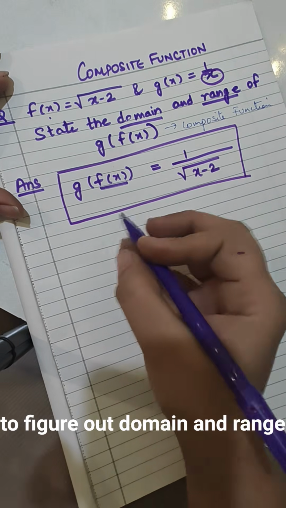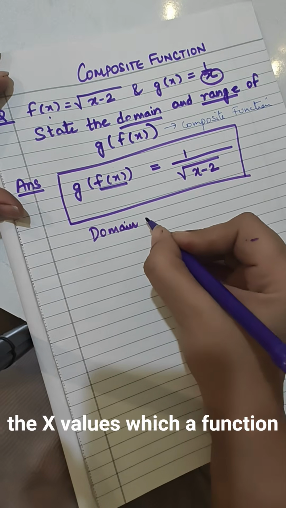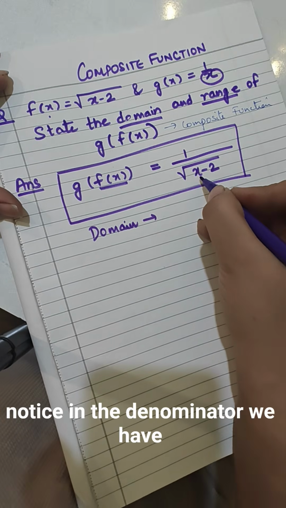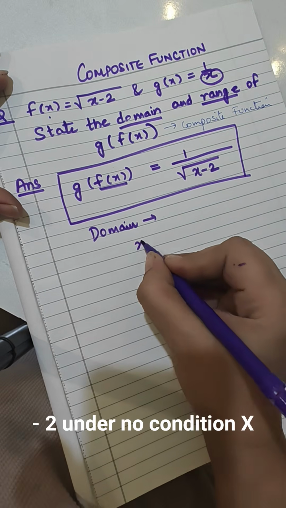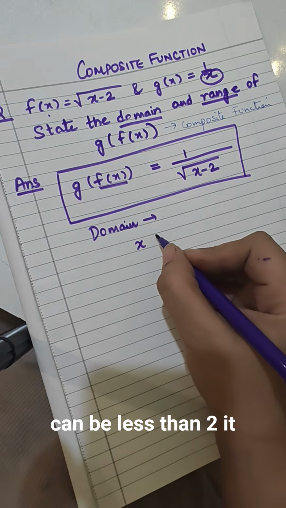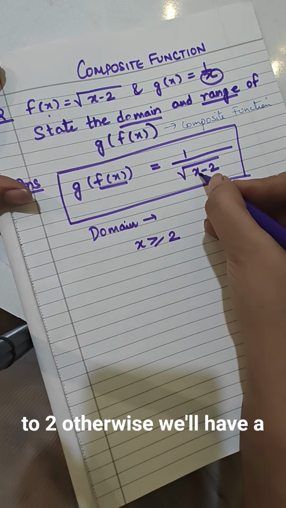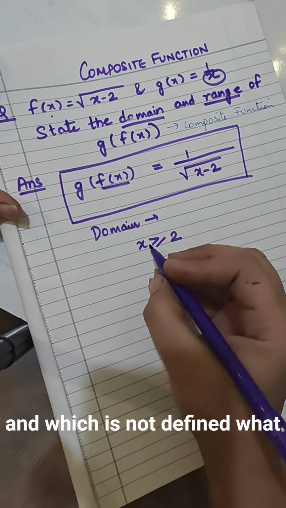Now to figure out domain and range, you know that the domain is all the x values which a function can take. So here if you notice, in the denominator we have square root of x minus 2. Under no condition can x be less than 2. It should be greater than or equal to 2. Otherwise we'll have a negative number in the square root, which is not defined.